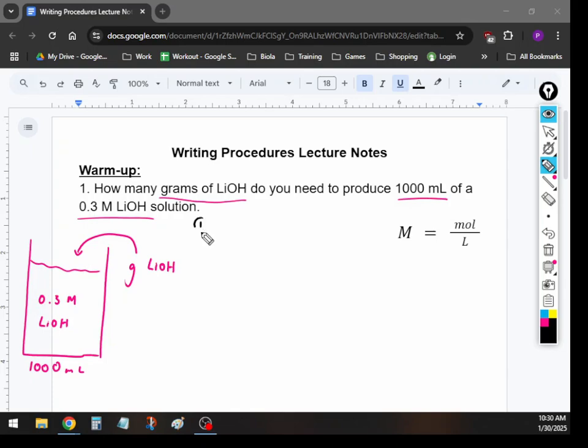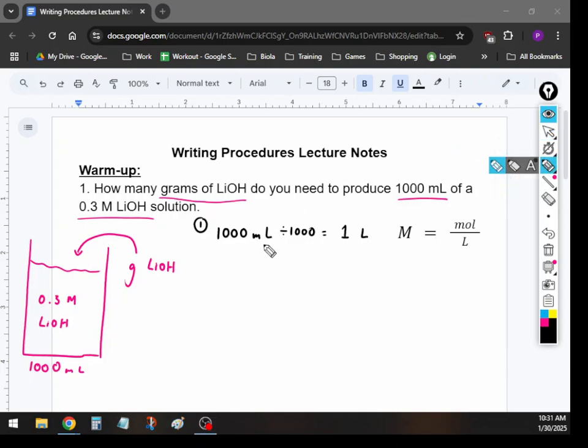So the first thing that you want to do is take your milliliters and turn it into liters. If you guys remember, the way that you turn milliliters into liters is you want to divide by 1,000. So in this situation, 1,000 divided by 1,000, pretty easy. First step, you get 1 liter.